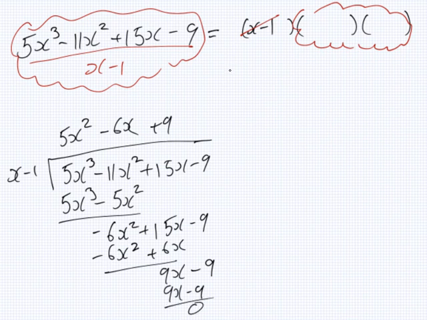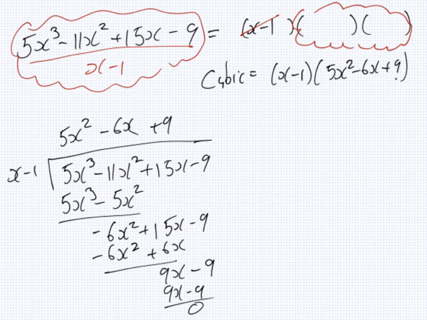So we know the cubic has x minus 1, and the other factor is 5x squared minus 6x plus 9. This is the answer. Although I said there could be 3 factors, where could I get the other 2? Well, the other 2 might come from here. There could be 2 factors in this. Let's check if there are 2 factors by checking how many answers there are.